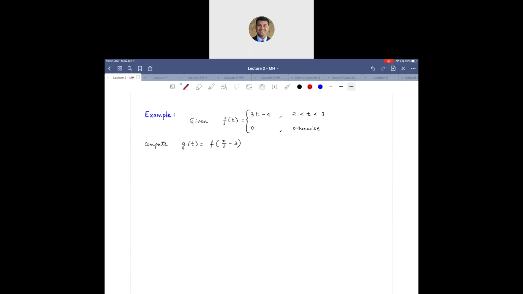My goal is to just express g of t in bracket notation over here. So let's see, g of t is given to me as f of t divided by 2 minus 3. So instead of the variable t, I'm going to substitute t divided by 2 minus 3. So this is going to be expressed in bracket notation. Over here I have 3t minus 4. So instead of t, I will put t divided by 2 minus 3. And that is only for that guy right there. And then I have minus 4, of course. This is going to be for 2 less than t divided by 2 minus 3 less than 3. And then, of course, it's going to be 0 otherwise.